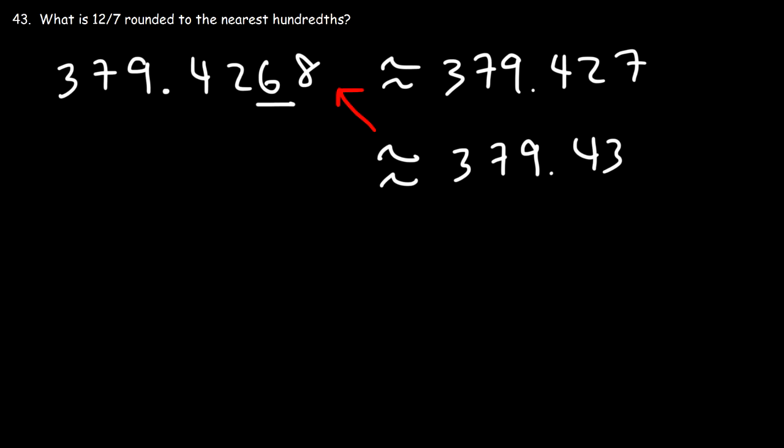379.43. Now to round it to the tenths place, we're going to stop here at the 4. Now 2 is 4 or less, so we're going to keep it at 4. We're not going to round it up to 5. So to round it to the tenths place is going to be 379.4. Now to round it to the ones place, we're going to stop at this number. So looking at the number to the right, it's 4 or less. So we're going to keep it at 9 and not round it up to 380. So to round it to the ones place, it's going to be 379.